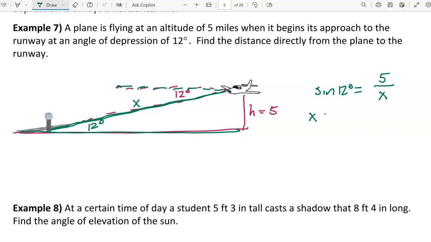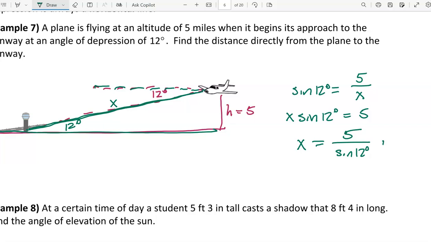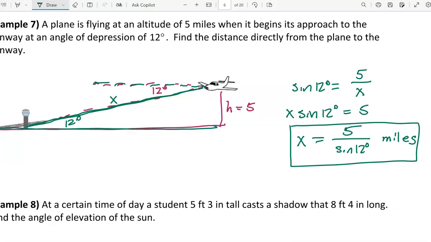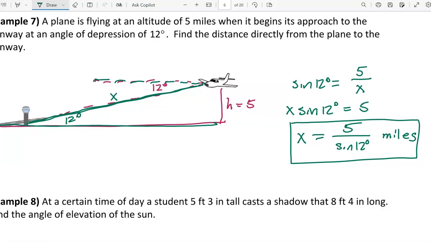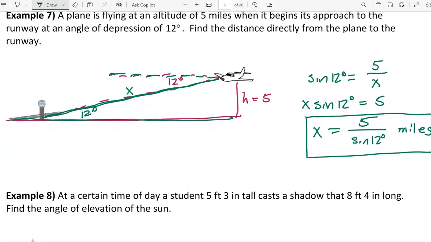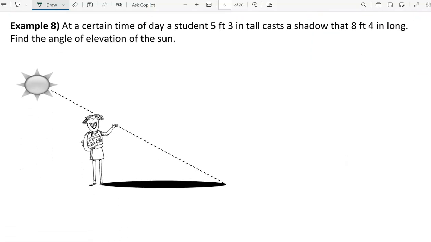We're going to clear our fraction. x times the sine of 12 degrees is equal to 5. Now we have to divide by sine of 12 degrees. So x is equal to 5 over the sine of 12 degrees. And since we need to be consistent, that's a measurement that's going to be measured in miles. We won't always have units, but we will usually have units where word problems are concerned. And there we want our units of length to be consistent. All right, let's check out a last example here.